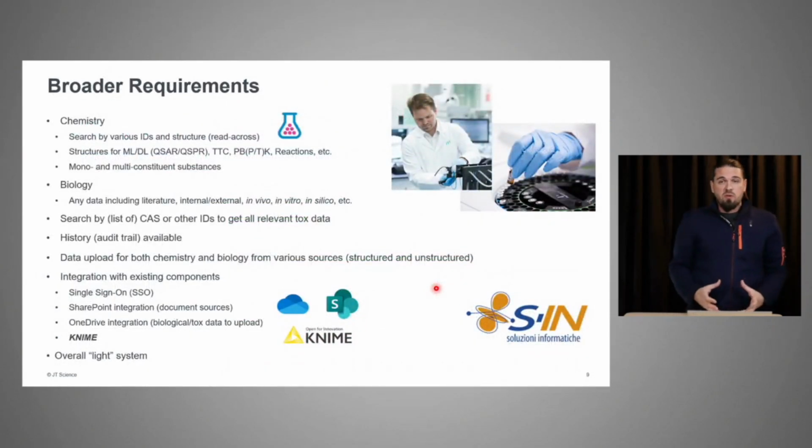So let's first set the picture for broader requirements where KNIME fits in. In general, for toxicology, as Irene mentioned as well, it's a lot of different disciplines. But really, we are interested in molecular structure. We're interested in the chemistry. So we need to be able to search by various different IDs and structures to be able to read across. Of course, we're going to touch on this, that when we talk about read across, it's not just chemical similarity, but biological similarity. Also, we need the structures for machine learning, deep learning prediction.